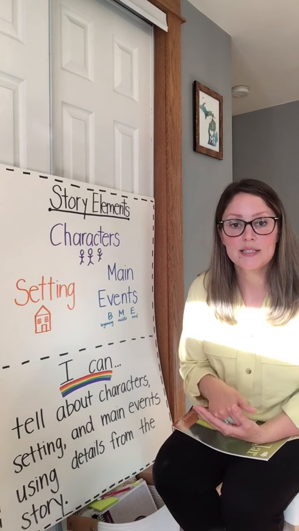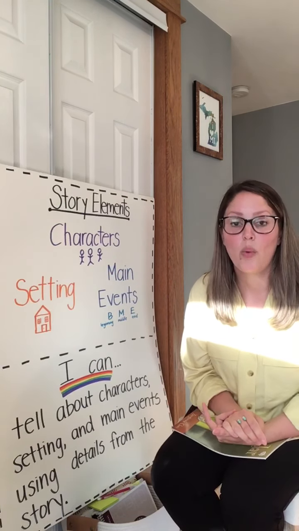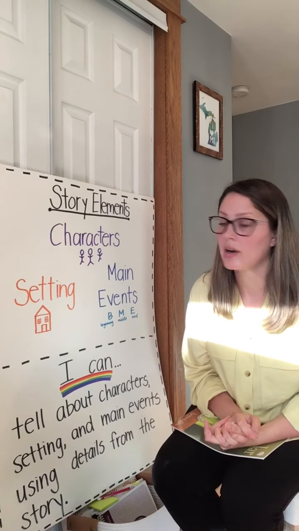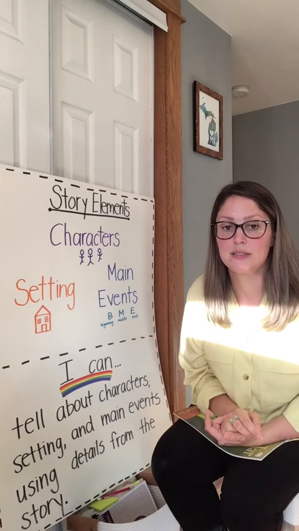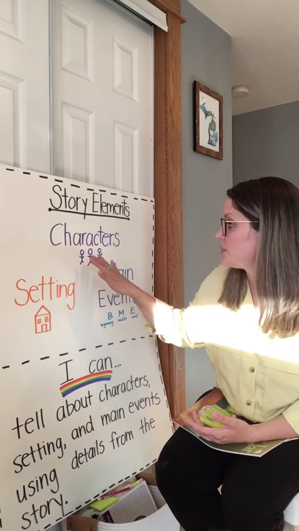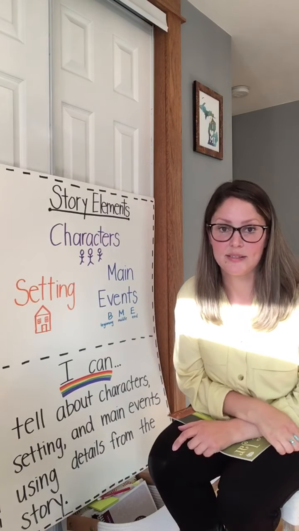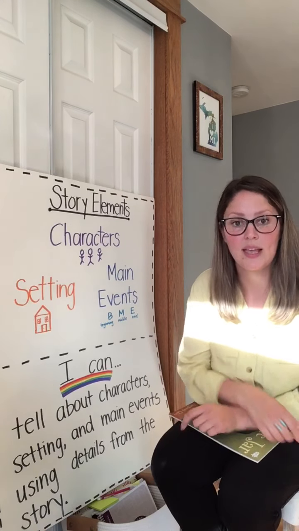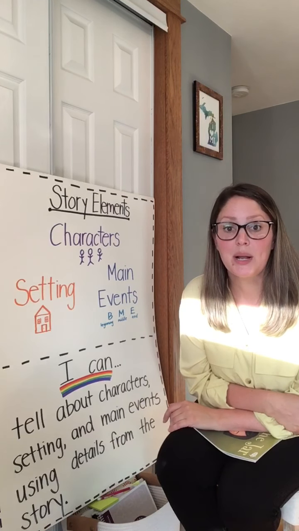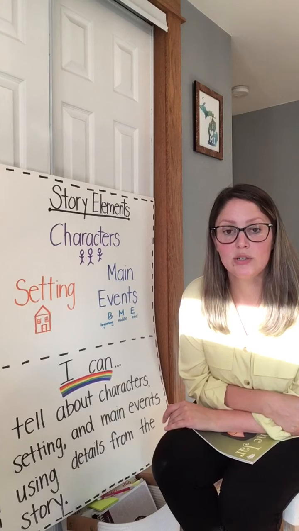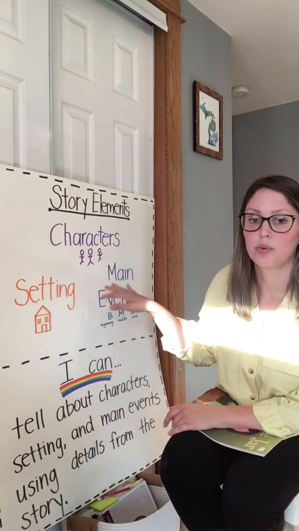So, before we get started in our new task today, I'd like to talk about what we have been learning so far. We have learned a few different story elements, and those story elements we've talked about are characters, setting, and the main events, meaning the beginning, the middle, and the end, and the details that happen in between those times. So what I would like you to do first is turn and talk with the person next to you about what each of these words mean.